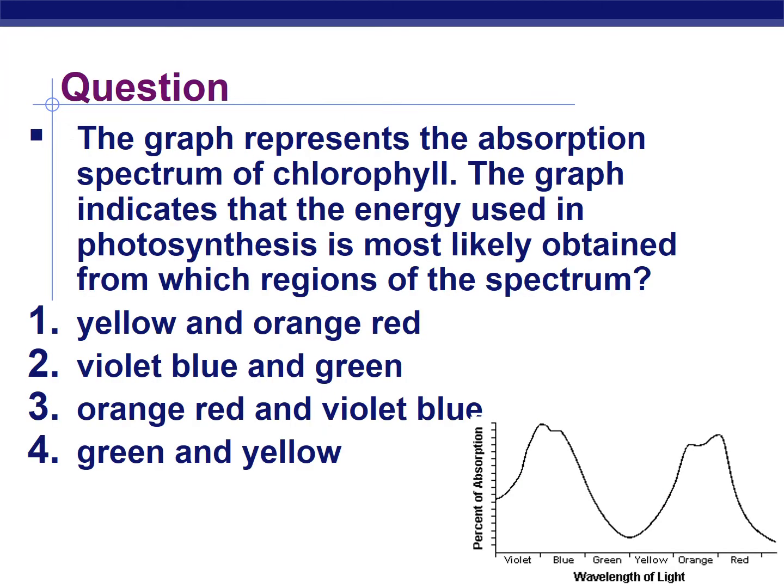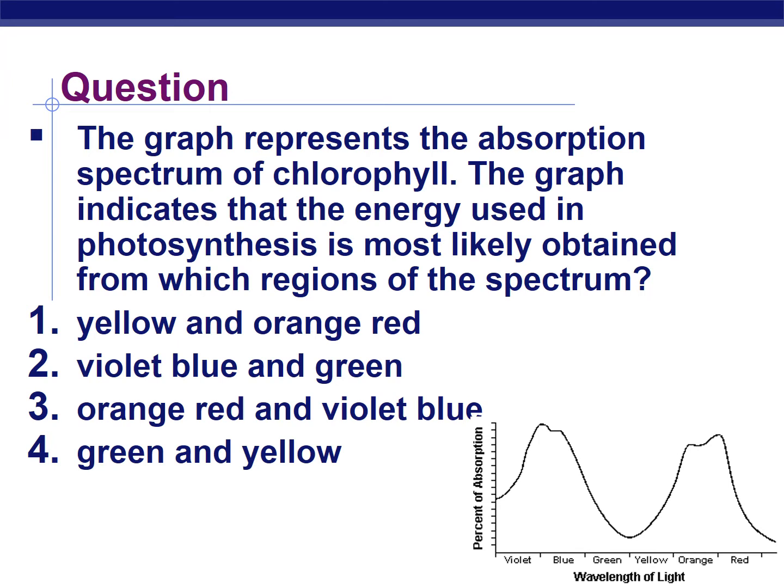Okay, another question. The graph represents the absorption spectrum of chlorophyll, so it's a very similar graph to the last one. The graph indicates that the energy used in photosynthesis is most likely obtained from which regions of the spectrum. So again, the y-axis is the percent of absorption, and at the bottom they're not giving you numbers this time, they're just giving you colors. So let's go back and look at the question again. The graph indicates that the energy used in photosynthesis is most likely obtained from which regions of the spectrum.